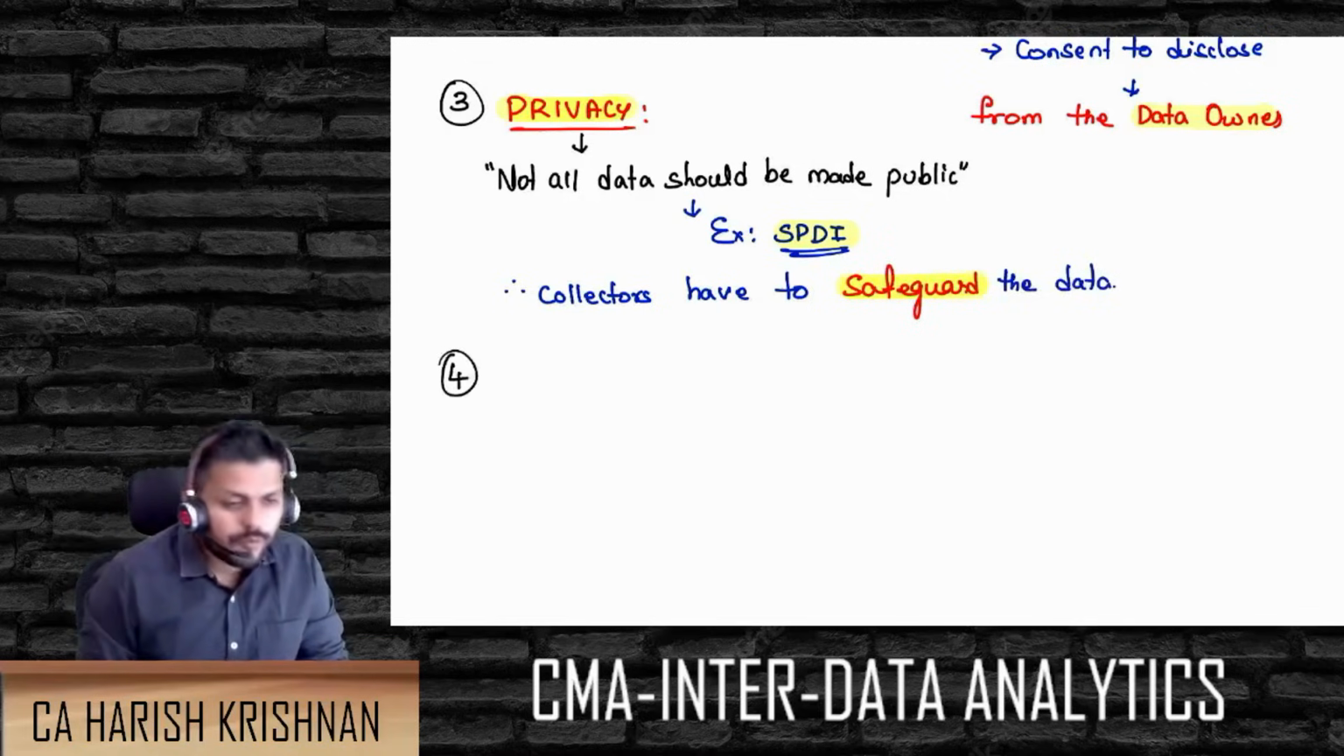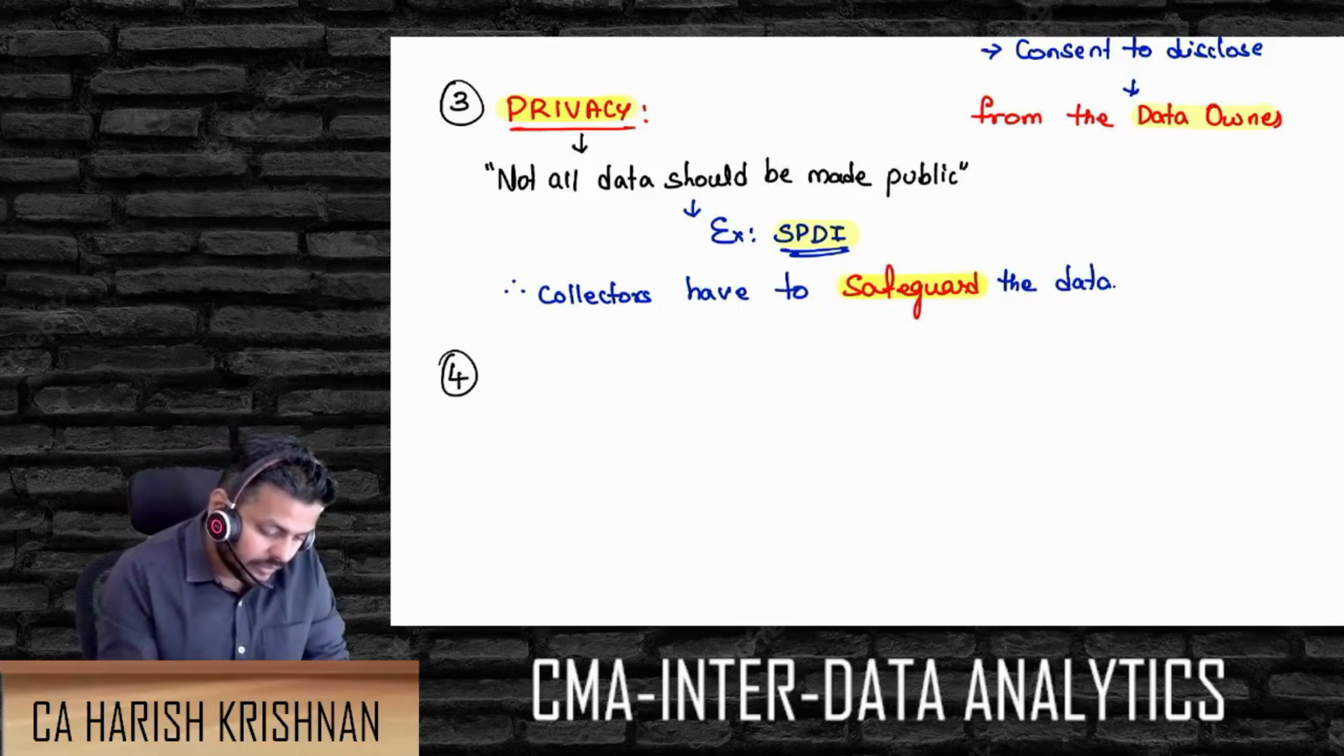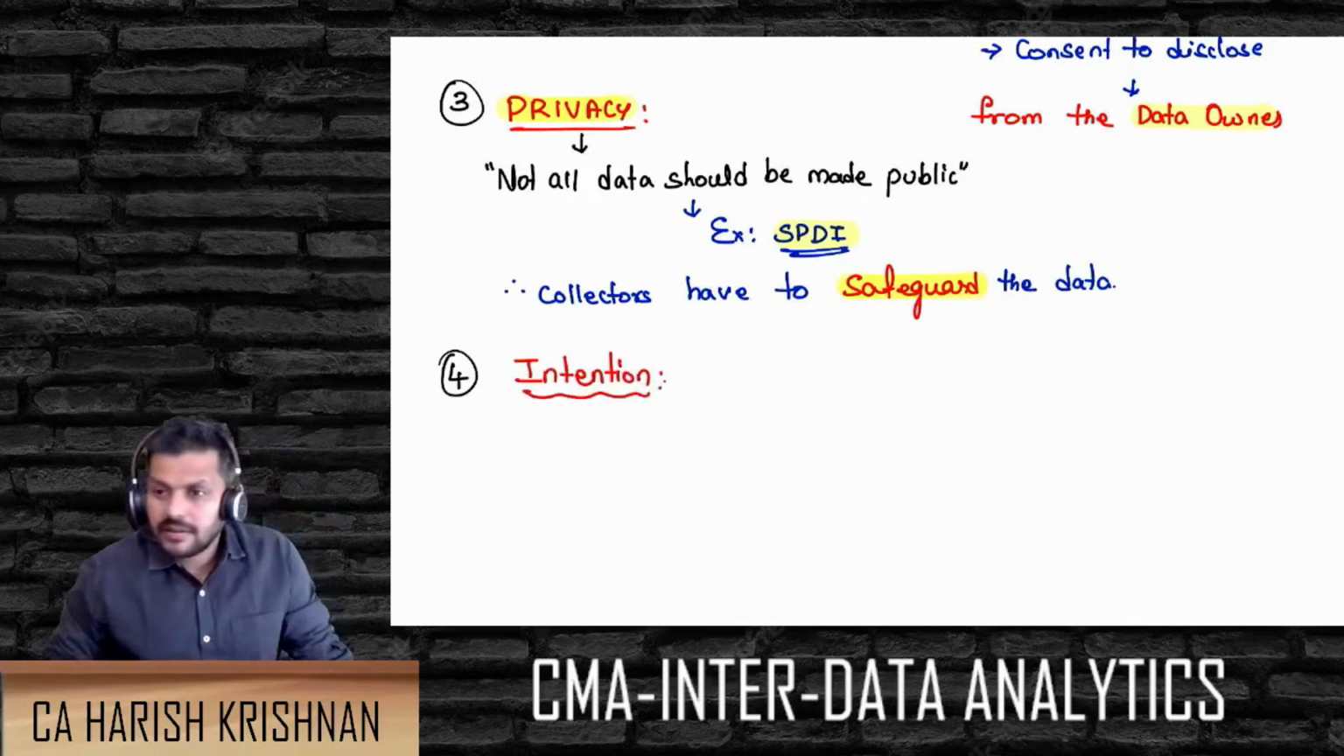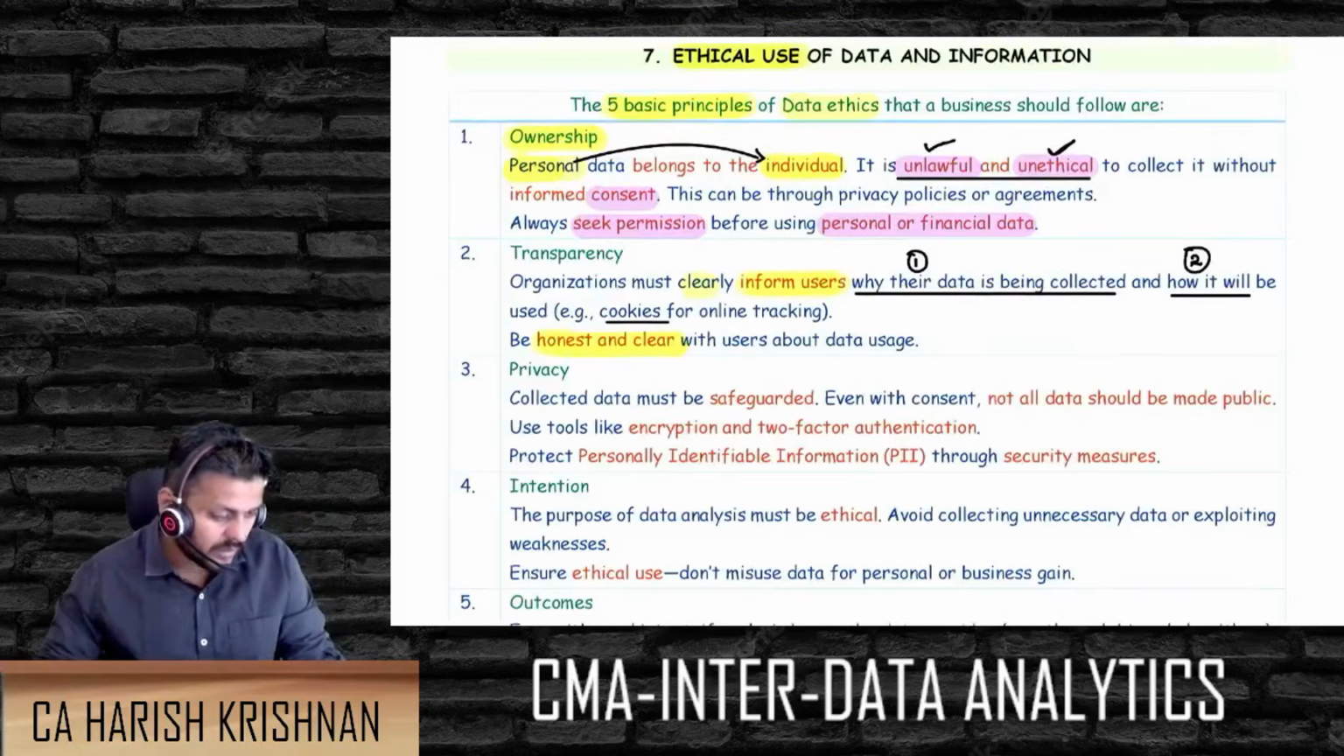Then ethical point number 4 is about the intention. Why did you collect the data? The intention behind collecting the data. I think we will discuss both these points, and of course the final point also, and come back and close the discussion.